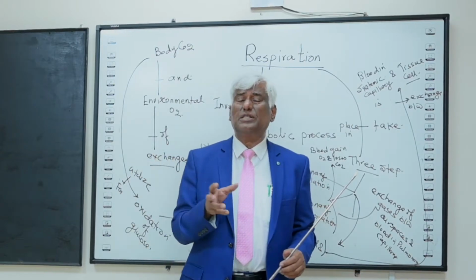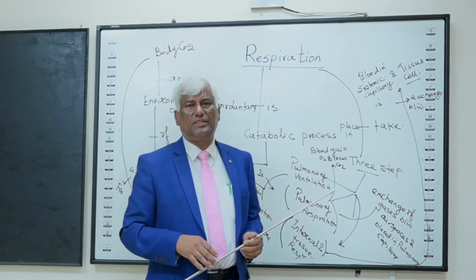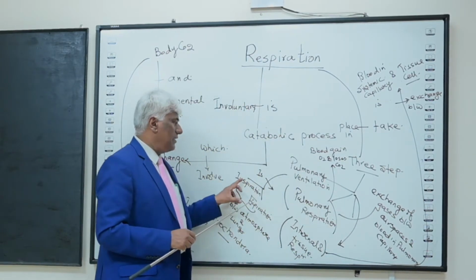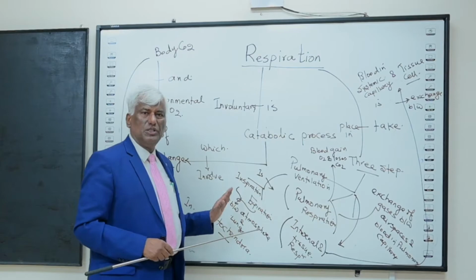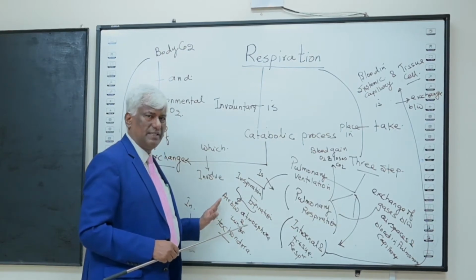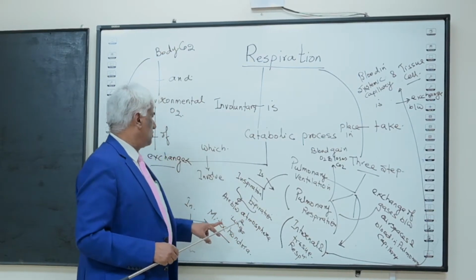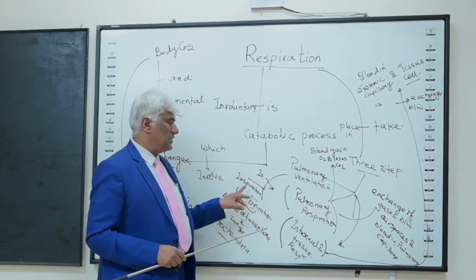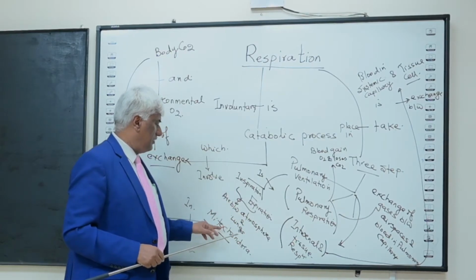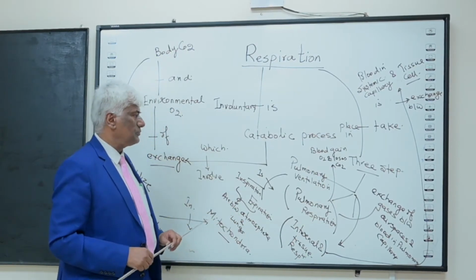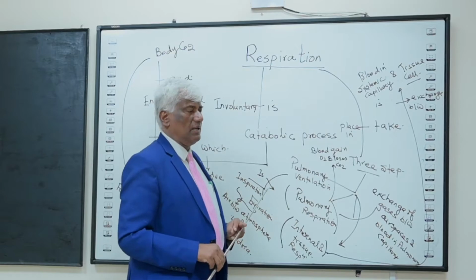The question is not going to be very simple. The question is going to be something difficult, because they will ask you some tricky questions. The question will be where pulmonary ventilation takes place. It is the exchange of gases between the atmosphere and lungs. Are you getting it, my dear students? So it is an exchange of gases between inspiration and expiration, and between atmosphere and mitochondria.